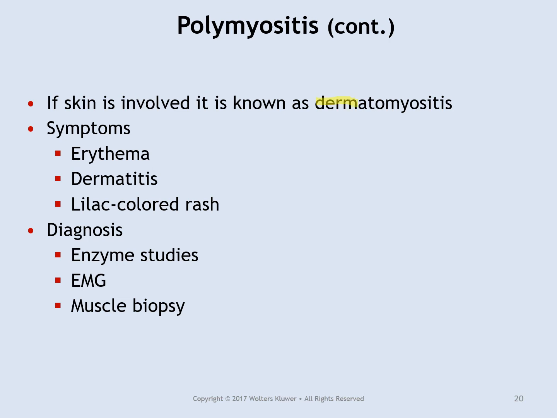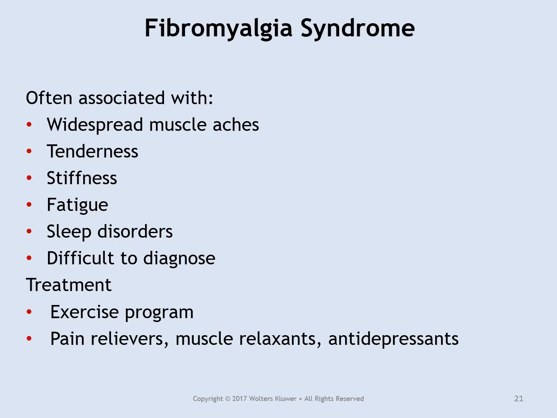So derm we see with skin, dermatomyositis. You have erythema. Remember, erythema is redness. Dermatitis, inflammation of the dermis or skin, and a lilac-colored rash. Diagnosis by enzymes, electromyography, and muscle biopsies to take a look at the telltale signs of that particular disease state.